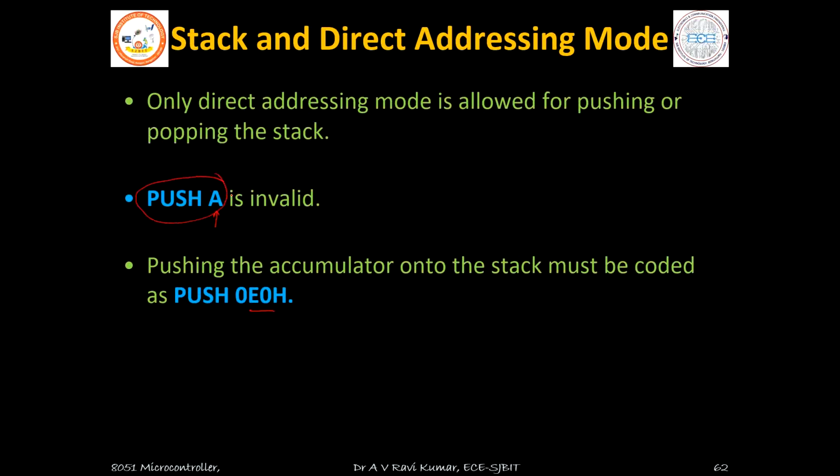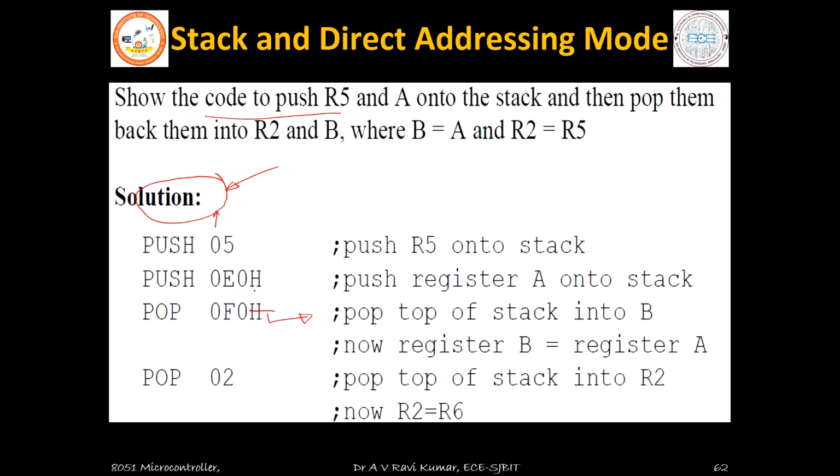Remember, push works only with direct addressing. This is the direct address to access the A register, so I can use PUSH E0H. Now, as one example, let me show the code to push R5.